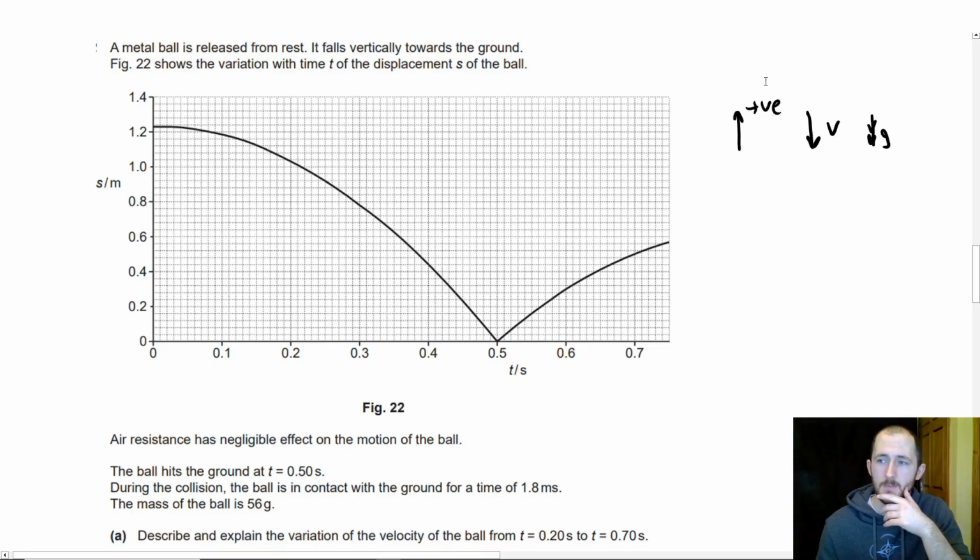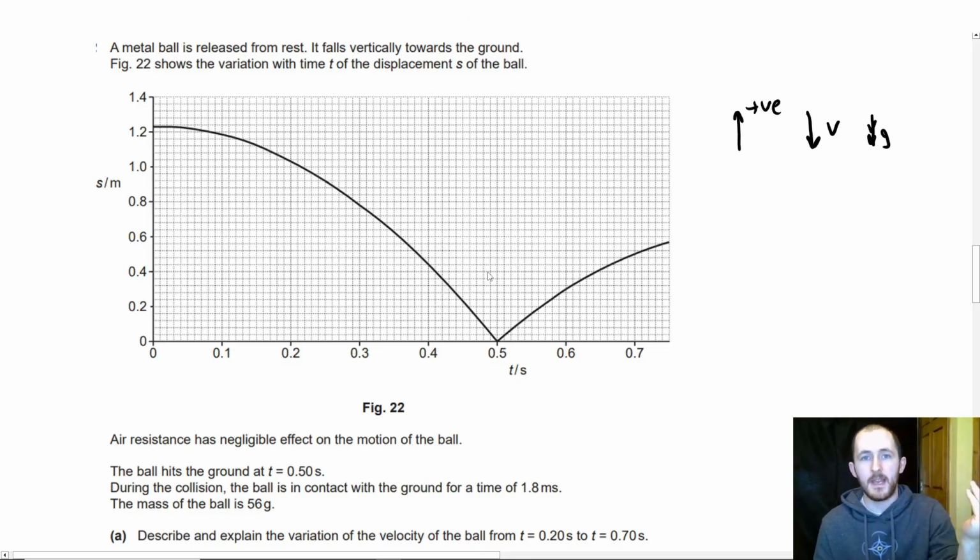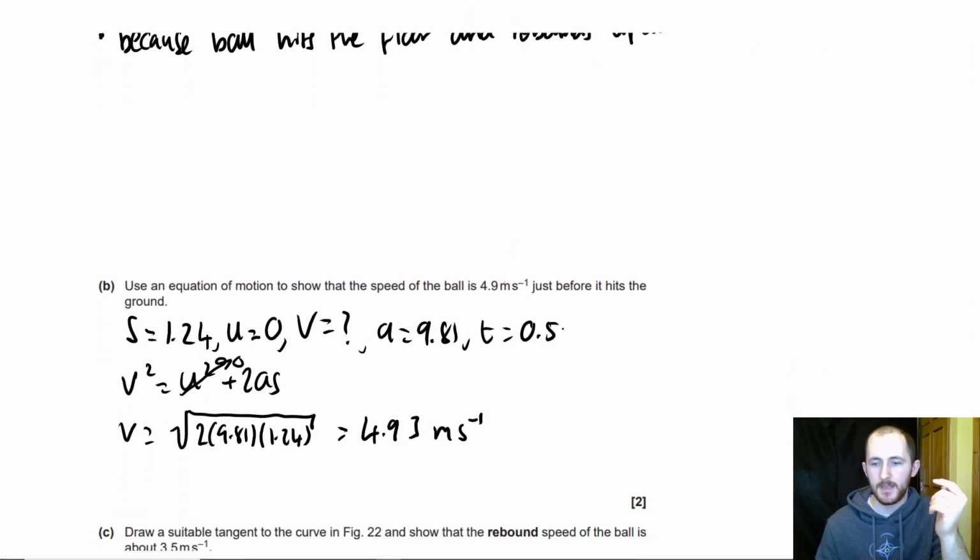Because they've taken upwards as positive, if I followed their convention and these values, I would get a negative answer. So the answer should technically be negative 4.93. The reason it's positive is because it says the speed, which means it doesn't have a direction, which is approximately 4.9 meters per second.